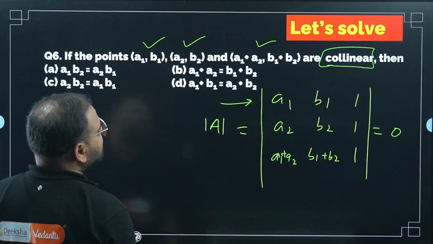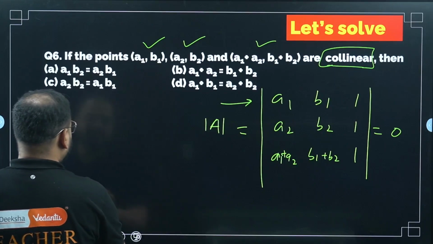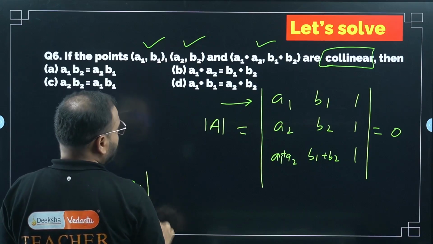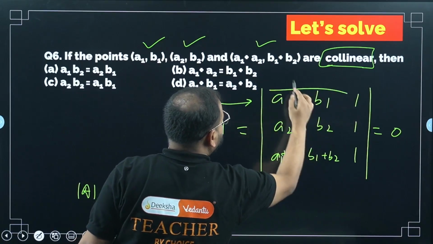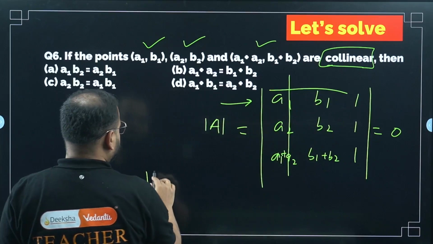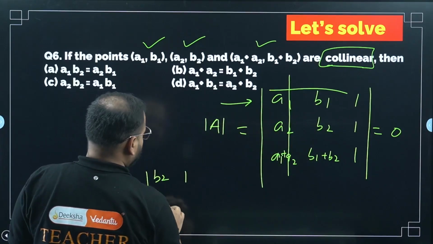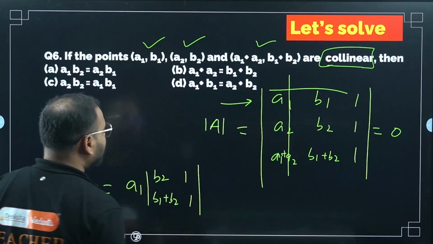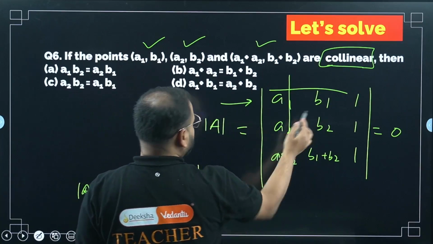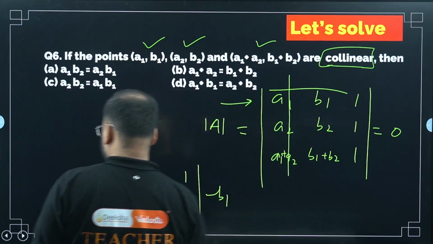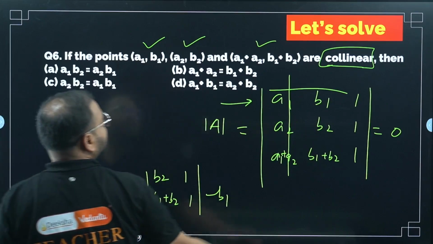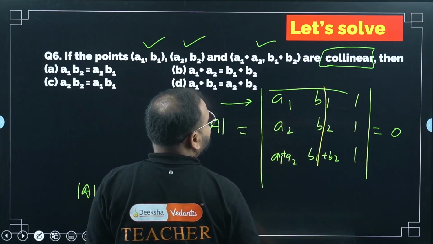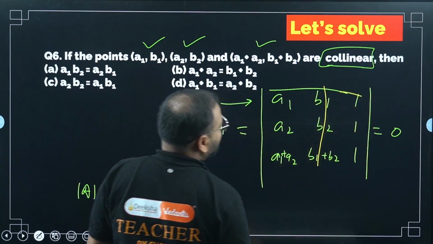Let's do it. The first step will look like this. So the determinant of A will look like this: A1 times of, if I cancel this and this, I'll get B2, 1 and B1 plus B2, 1 in matrix form. Next will be minus B1. Please check. In this case, I'll cancel the second column; the first row is cancelled.